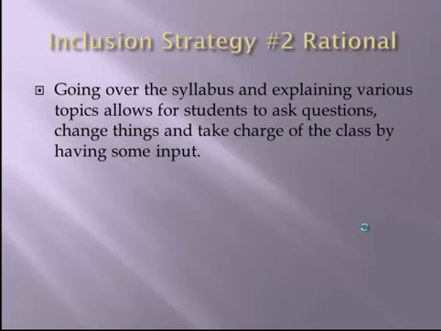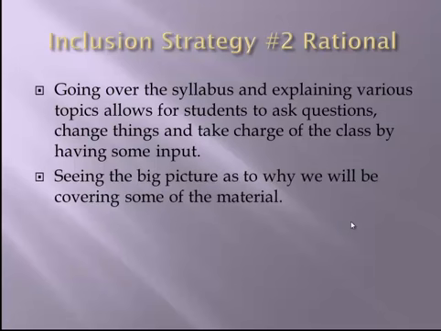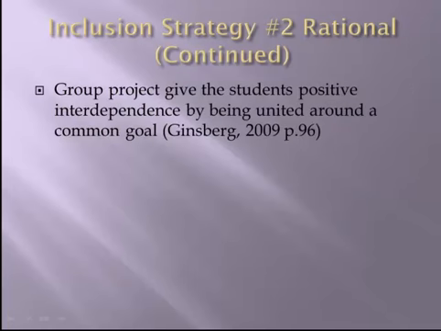My rationale for this is going over the syllabus and explaining various topics allows the student to ask questions. I also allow them to change things along the line. Maybe something comes up in another class, such as a big anatomy and physiology exam. So maybe we'll change over to an easier topic that week to accommodate the students, so they're not going to have a meltdown. Well, they still do, but at least this helps them out a little bit. It allows them to take charge of their learning. It also allows them to see the big picture as to why covering some of this material is necessary. My last rationale part for inclusion strategy number 2 is to have a group project that gives the students a positive interdependence by being united around a common goal.